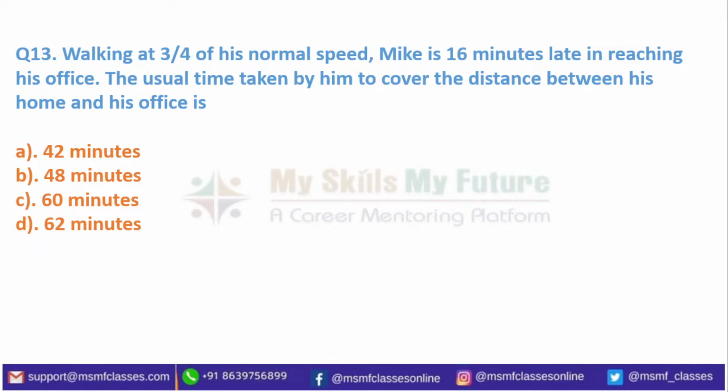Walking at 3/4 of his normal speed, Mike is 16 minutes late in reaching his office. The usual time taken by him to cover the distance between his home and office is? Here we are talking about time and speed. We know that the relation between speed and time is that speed is inversely proportional to the time taken.